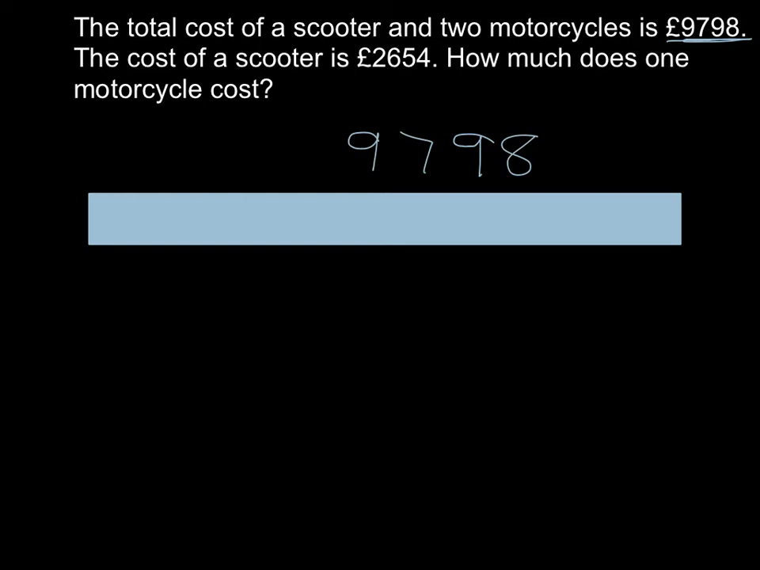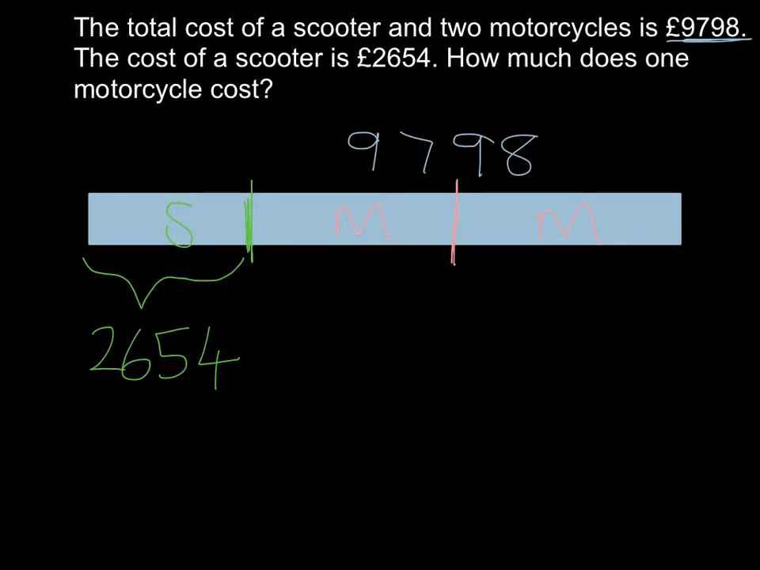What else do I know? I know that there is one scooter, which I'm going to mark over here in green, and I know that there are 2 motorcycles. So this is a motorcycle, this is a motorcycle, and this is a scooter. What else do I know? I know that a scooter costs £2,654. So this portion of my bar represents £2,654. Okay, so if I stand back and have a look, can I do any maths yet?